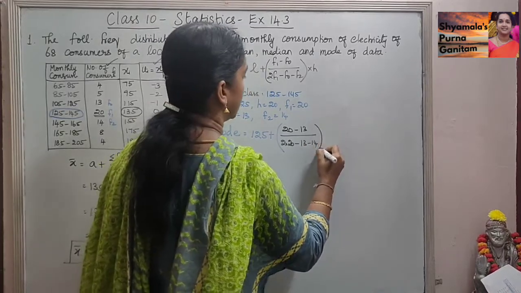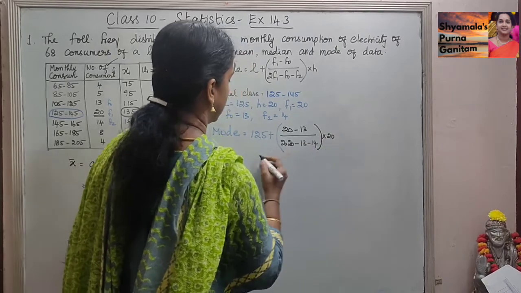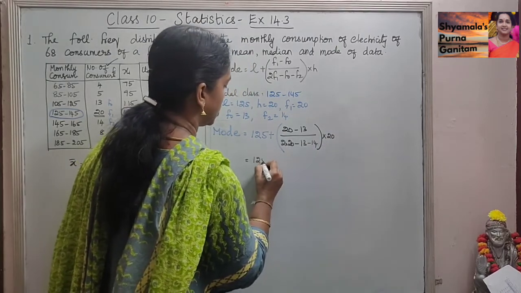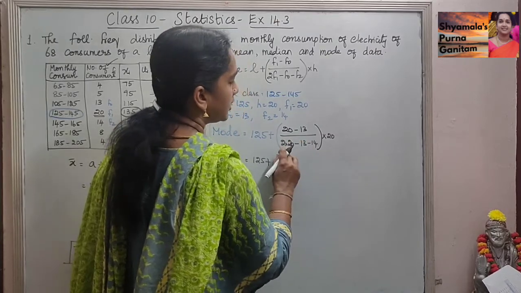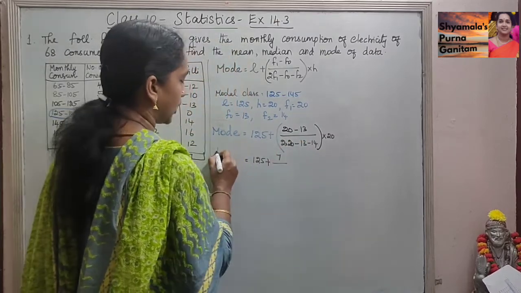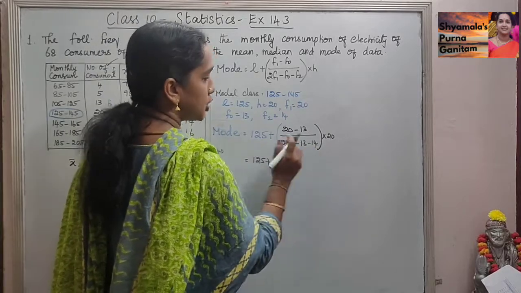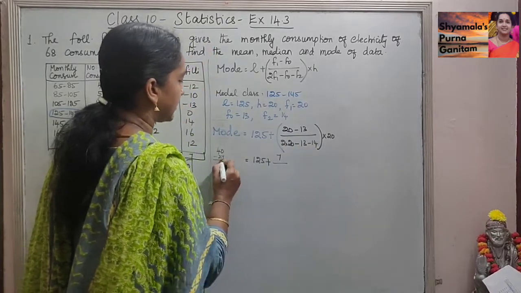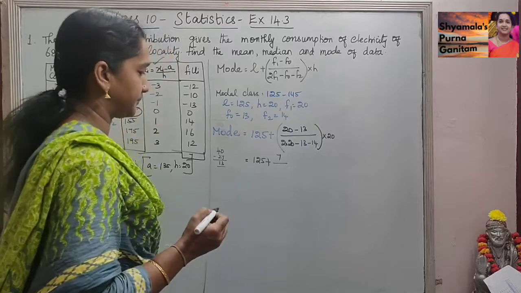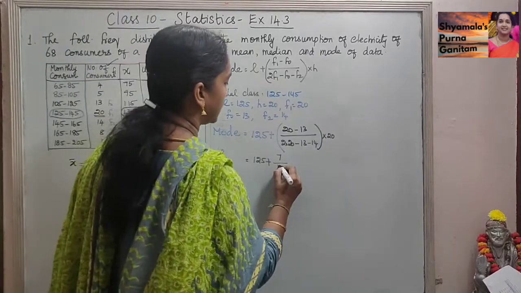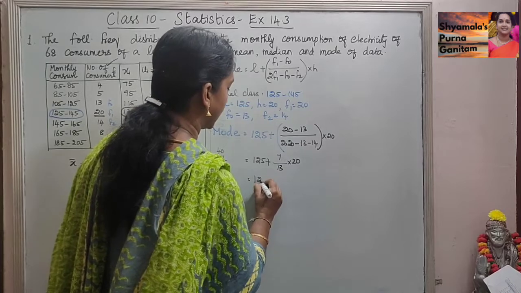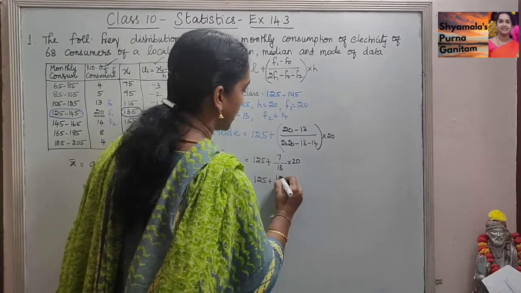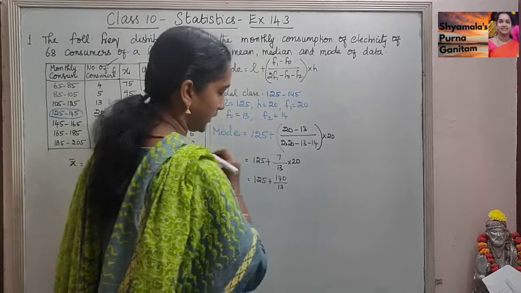Okay, 13 and 14 into 20. So this is equal to 125 plus the numerator, which will be 7 divided by 40. 2 into 20 is 40. 40 minus 27 we'll get as 13 here. Okay, divided by 13 into 20. So this is equal to 125 plus 140 divided by 13.